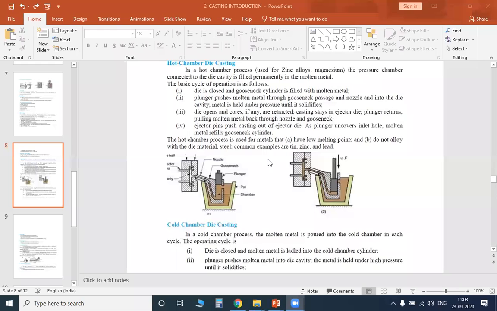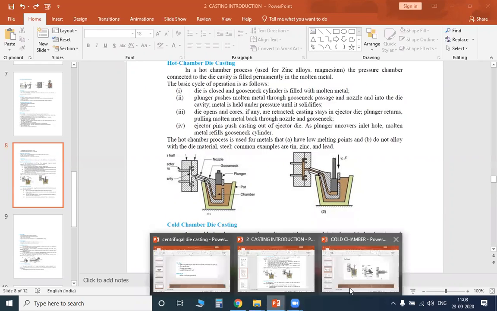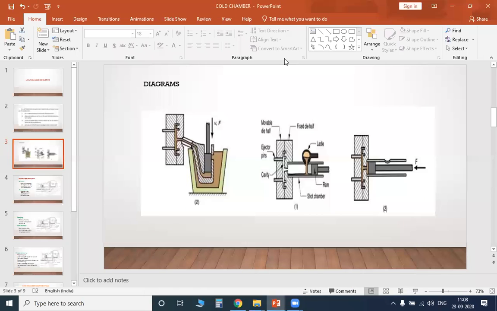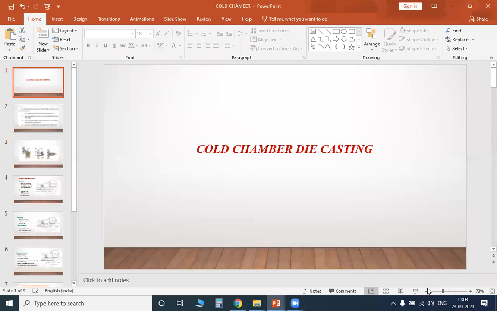In today's class, we will learn what is meant by cold chamber die casting. The process is the same. Only one thing differs: here we directly use molten metal. It is not submerged in any other furnace. The molten metal is not submerged into any other furnace. We directly use the molten metal continuously. So we'll start.